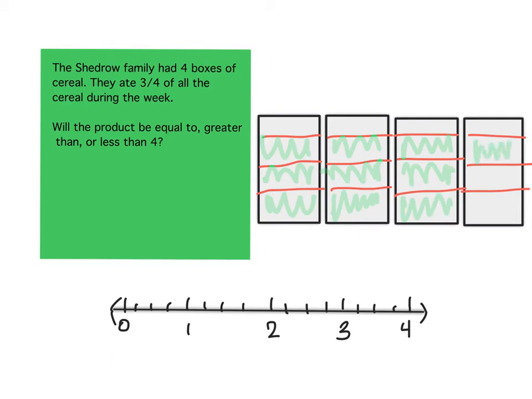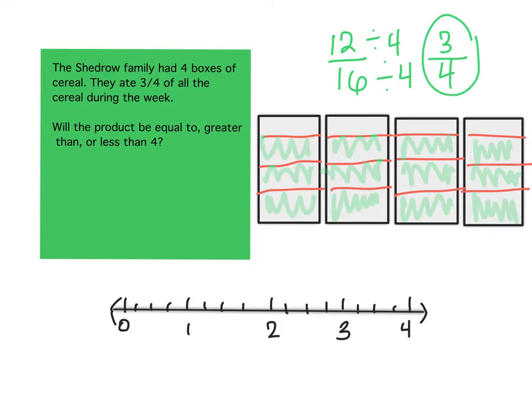I can see that it's less than 4 whole because I still have 4 pieces that were not eaten. However, let's see. I have 4, 8, 12, 16 total pieces. And I have 3, 6, 9, 12 pieces that were eaten, or 12 parts. And I can divide both of these by 4. 12 divided by 4 is 3, and 16 divided by 4 is 4. Oh, right, we knew that already though, didn't we? So that is less than 4.